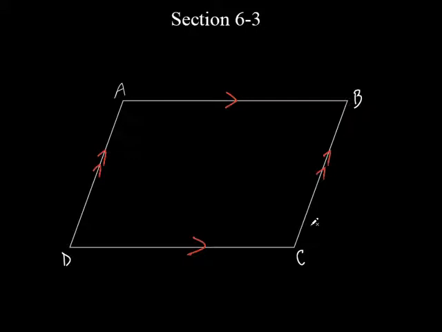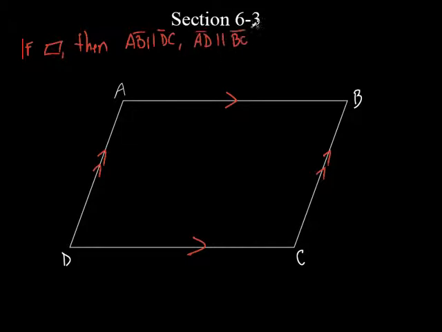You follow me? So basically what we said before was this. If it's a parallelogram, then all this stuff must be parallel. Then AB is parallel to DC, and what else? AD is parallel to BC. All right? So if it was a parallelogram.